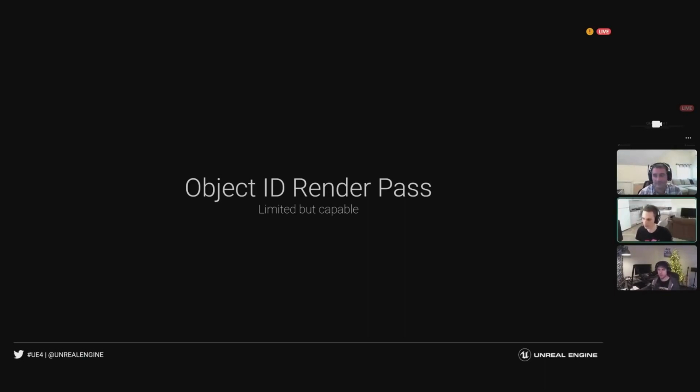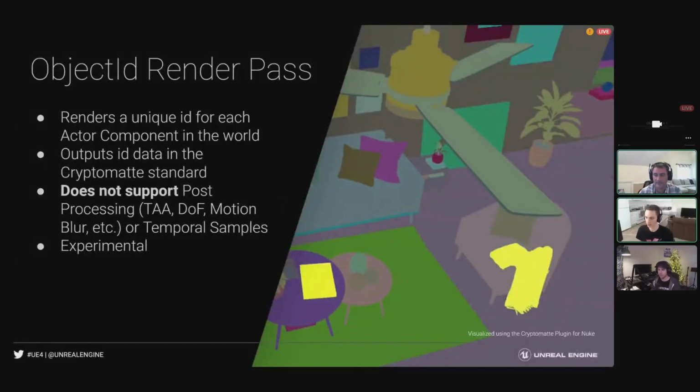So the first one we're going to talk about is the ObjectID render pass. So what is an ObjectID render pass? In Unreal, which is a little bit different, and we'll talk about it, we render a unique ID, which you can see visualized here on the right as colors. Unique ID for every component in the world. So a static mesh actor has one static mesh component, and that will give you one ID. You can have actors with multiple components, and those will give you multiple IDs.